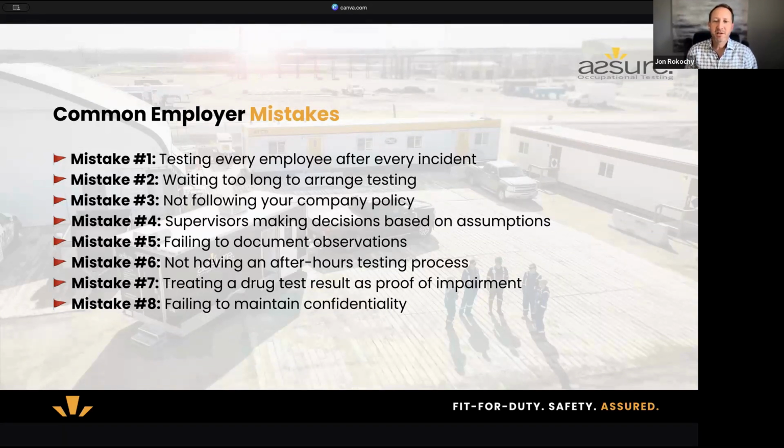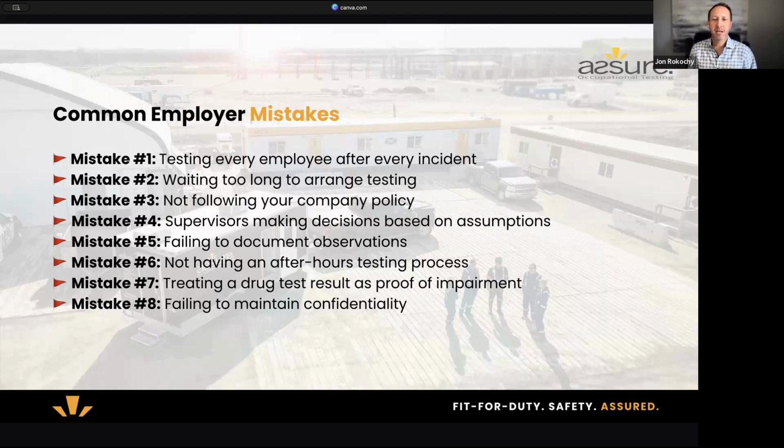Number 4, supervisors make decisions based on assumptions. We're never making decisions based on assumptions. It's on observable facts. Number 5, failing to document observations. If we don't document it, it didn't happen. Number 6, not having an after hours testing process. So not having it thought through.